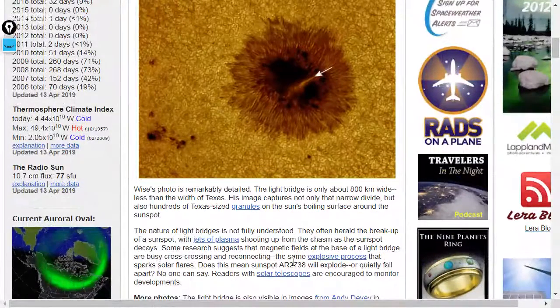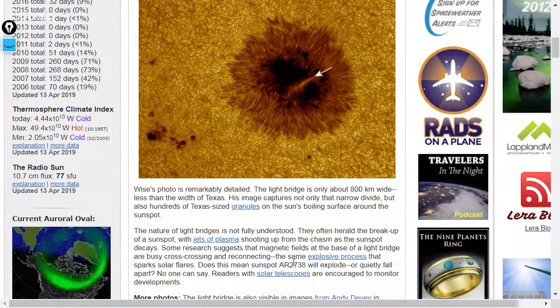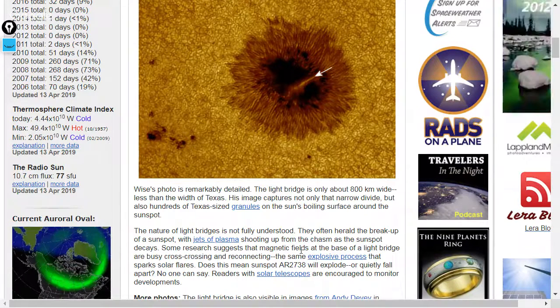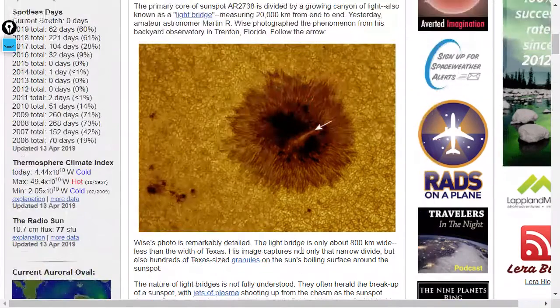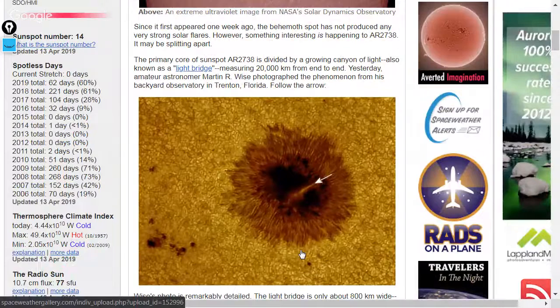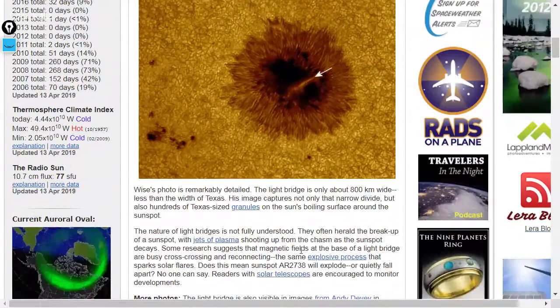Here's that bridge we were talking about. That penumbra going across the central umbra there. Hundreds of Texas-sized granules. So that's a great image there, a nice close-up of the sunspot, taken by a backyard observatory in Trenton, Florida. Nicely done.